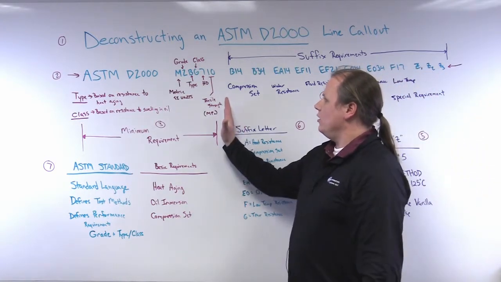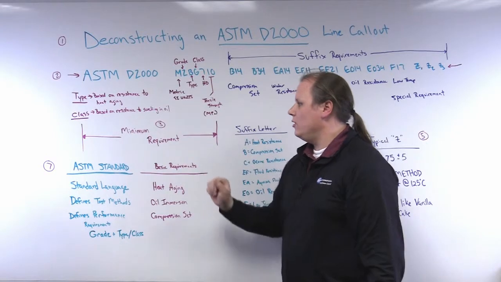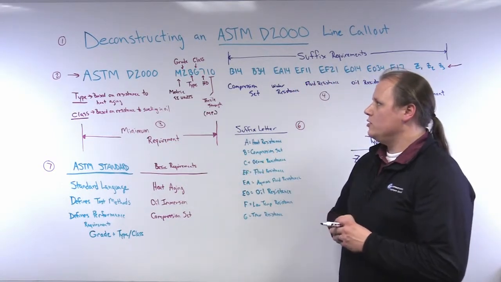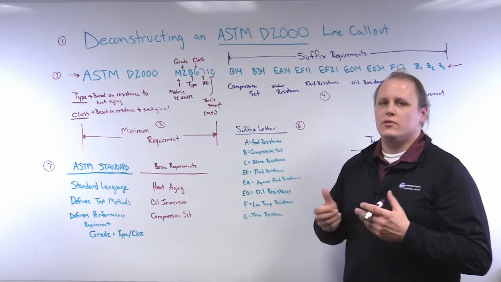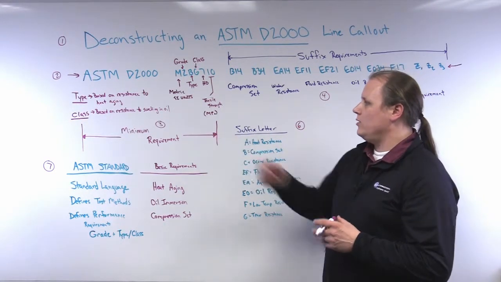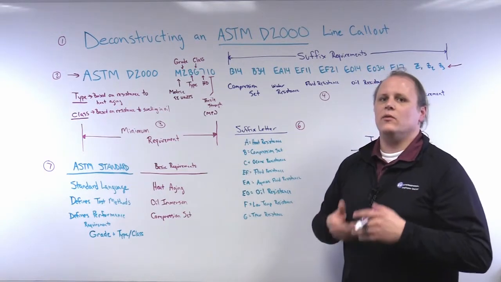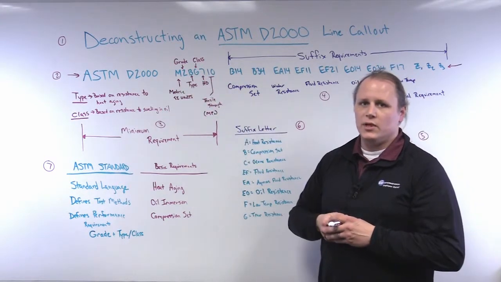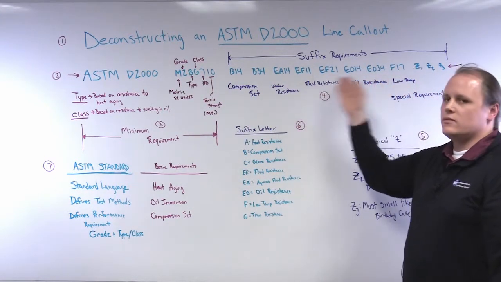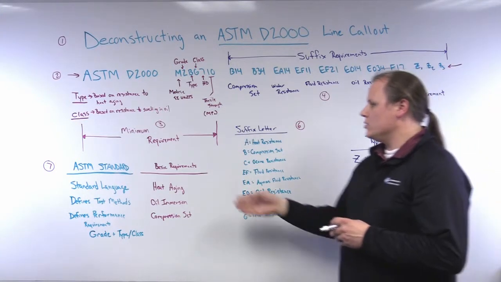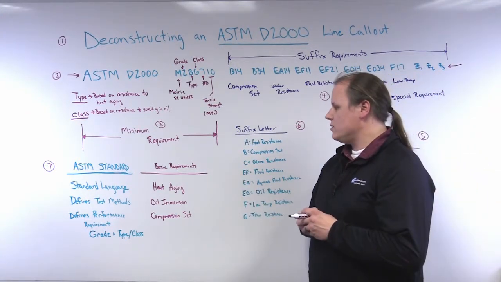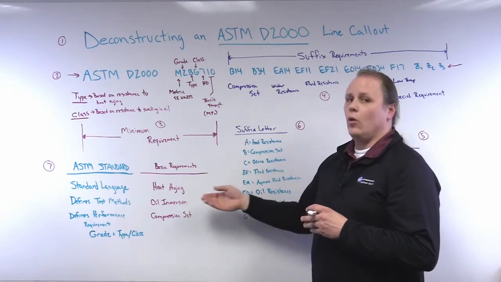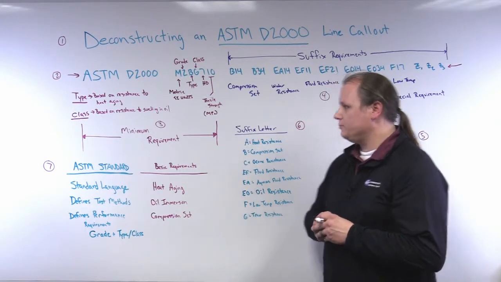What you see on the left-hand side of the line callout is the minimum requirement that you need to specify an ASTM D2000 material. With this requirement, there are a set of basic requirements automatically imposed regardless of the grade of the material and without the existence of any of the suffix requirements. Those basic requirements include tests and performance results for heat aging, oil immersion, and compression set.